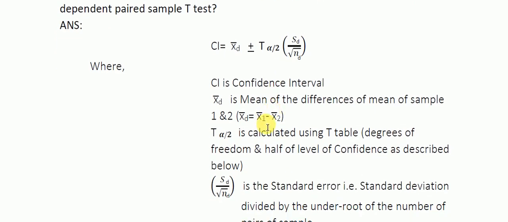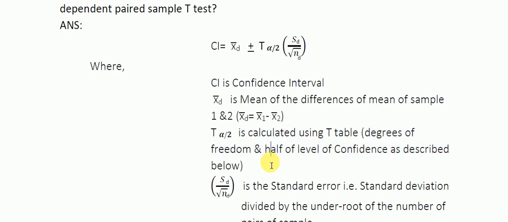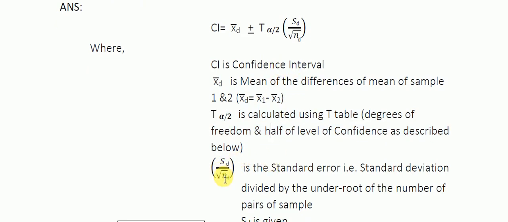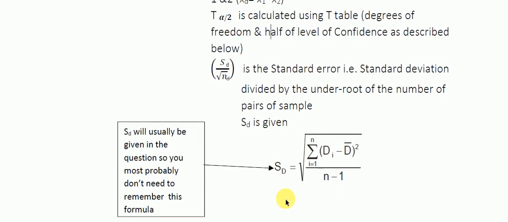Then x bar subscript d is equal to x bar 1 minus x bar 2. So basically we have the difference of both of the means. Next we have t alpha by 2. T alpha by 2 is calculated using the t table. We are absolutely clear how it is done because we have already discussed it twice before. Next we have s_d divided by under root n_d, which is the standard error, that is, standard deviation divided by the under root of the number of pairs of sample. s_d is given by this formula.